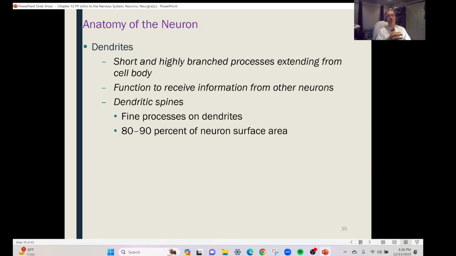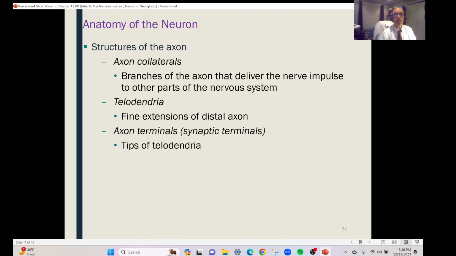The second portion of the neuron that we want to take a look at are the dendrites. So these are short, highly branched processes that extend from the cell body. And think of the dendrites as the receiving portion of a neuron. This is where information is going to come into the neuron. All of the fine branching off of the dendrites are known as dendritic spines. Look at this. They make up 80 to 90% of the neuron surface area.